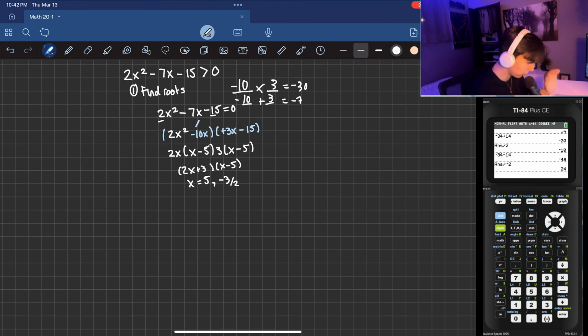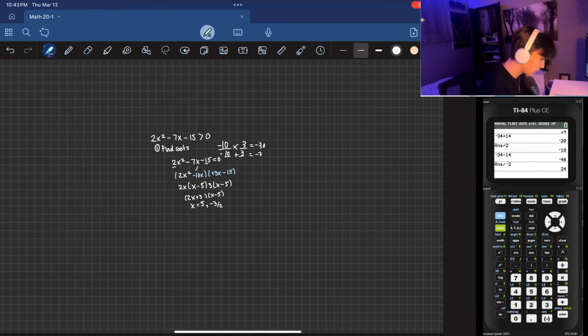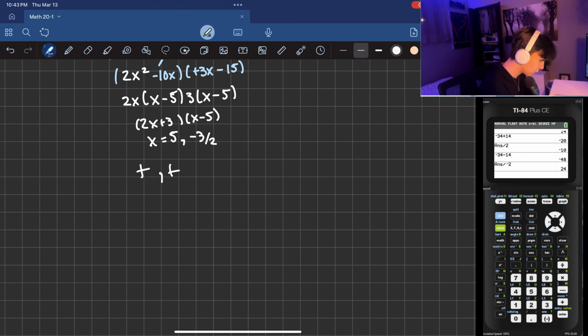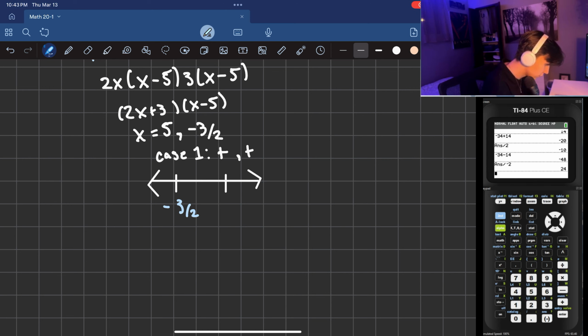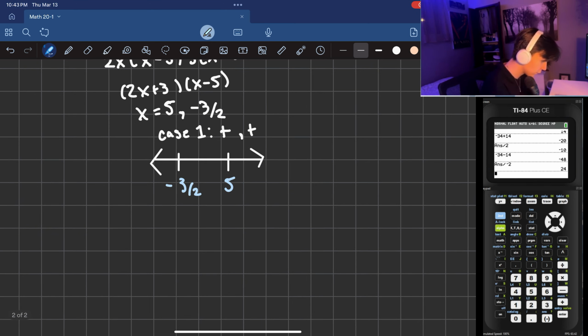Okay, and now that we found our roots, we're going to do case analysis. So remember, we're going back to this positive idea and negative. We have our two factors here. We have this, and we have this. So we're going to draw our number line out. And this is going to be case 1. This is going to represent the positive and the positive factors. I'm going to write out our numbers on the number line here. So we have negative 3 over 2, and we have 5 over here.